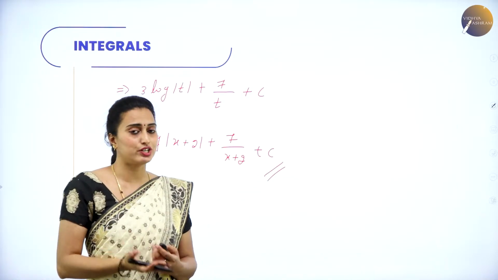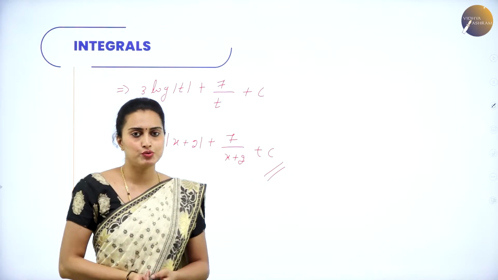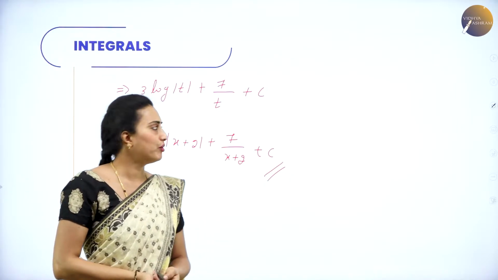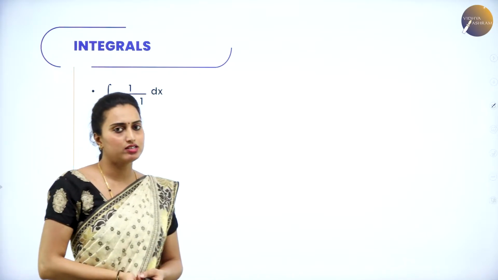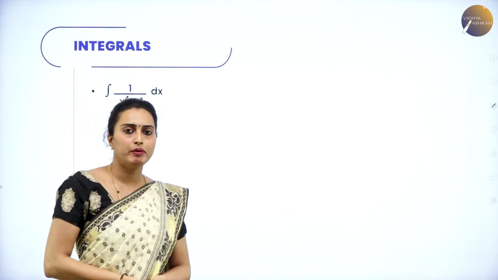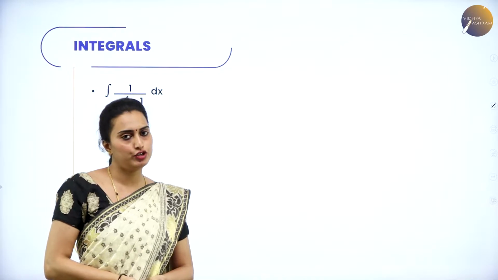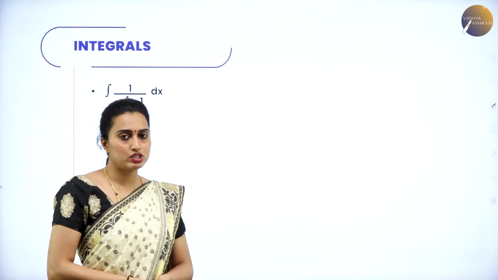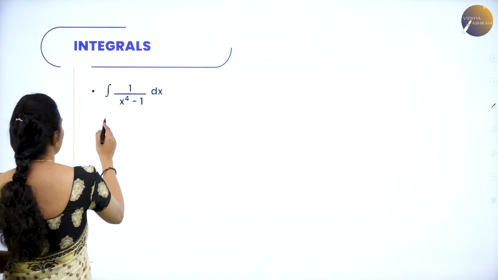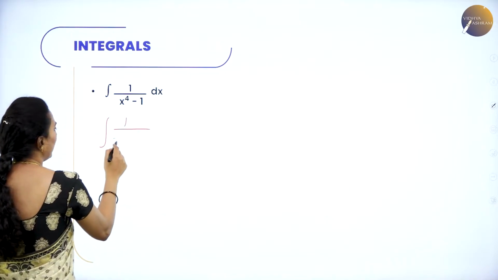Now without the partial fraction, I have solved by the substitution method. Now we'll be moving on to the next problem, dears. What they have asked: integral of 1 divided by x to the power of 4 minus 1 into dx. Now let us do this one like this. Let me take this one as integral of 1 divided by x to the power of 4.